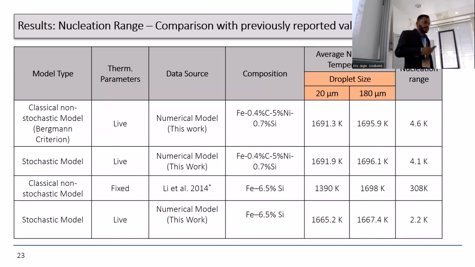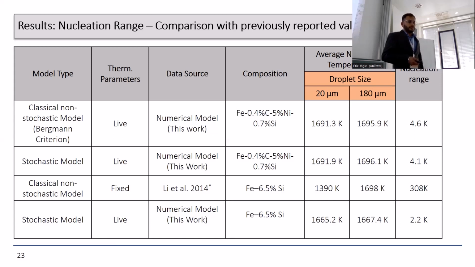And then we compare our results to the previously reported values. We had four tries. The first one is actually the Bergman criterion, where the nucleation is expected to happen when the number of nuclei crosses the value 1. We tried with the live thermodynamic parameters with the numerical model for the composition given, and the minimum droplet size nucleated at 1691 Kelvin, and the 180 micron droplet nucleated at 1695, which is showing a nucleation range of 4 Kelvins.